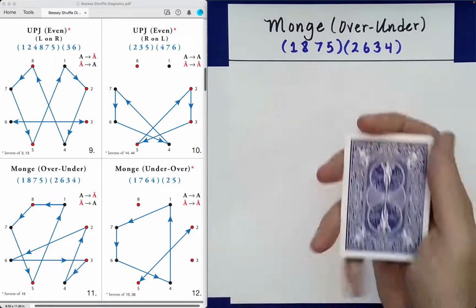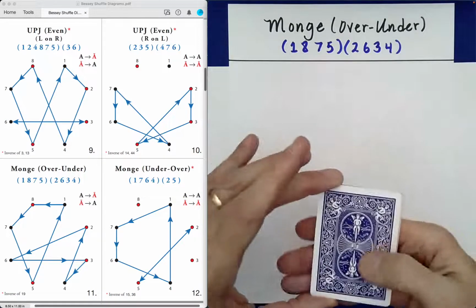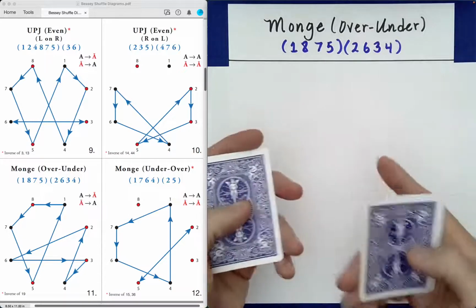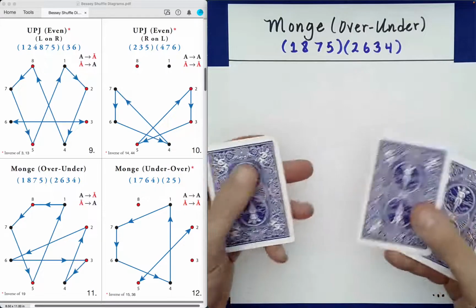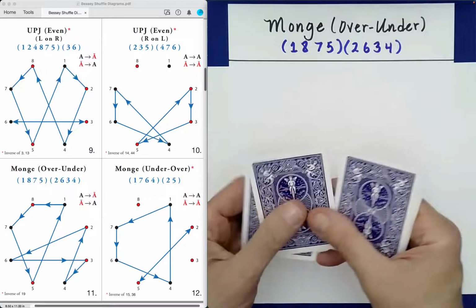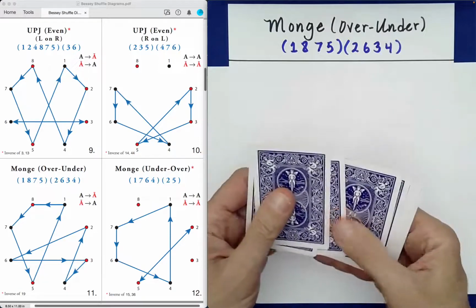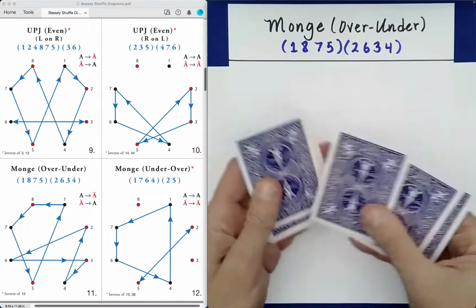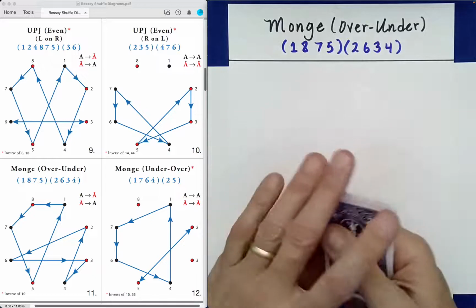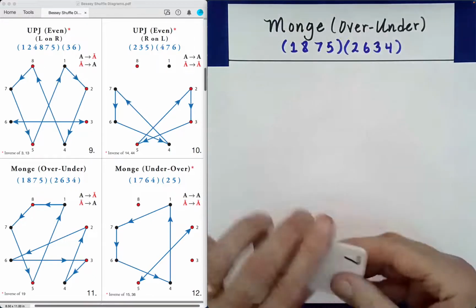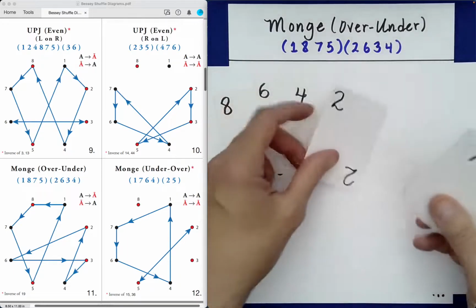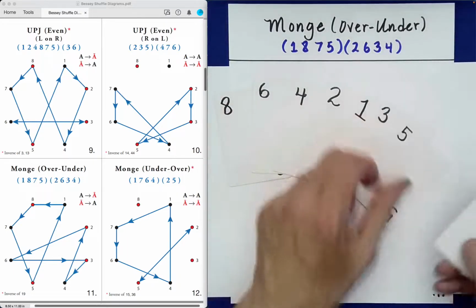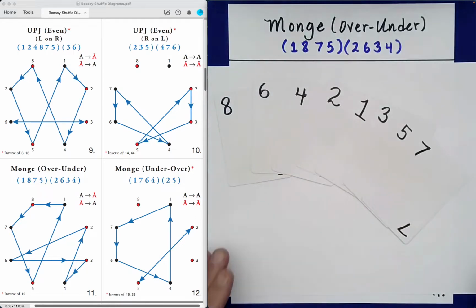Okay, so what is a Monge shuffle? Well, you push over the top card. Now this is an over-under, so what that means is the next card right here goes over this one, the next one now goes under, then over, under, over, under, over. So that is a Monge over, under. So what is the new ordering that we get? Well, it's 8, 6, 4, 2, 1, 3, 5, 7.